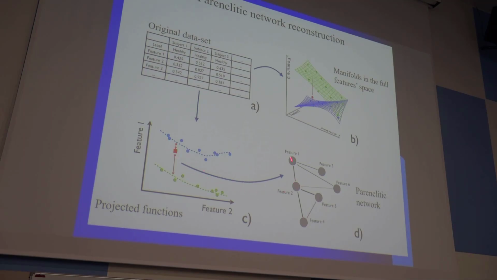This red point is associated to a network in which the nodes are the features, you see, and the link is nothing but the distance between the red point and the class with respect to which I am calculating the network. That's why it's called parenclitic, because each link quantifies the distance of a given subject from a given class. So this is a construction which is defined uniquely.